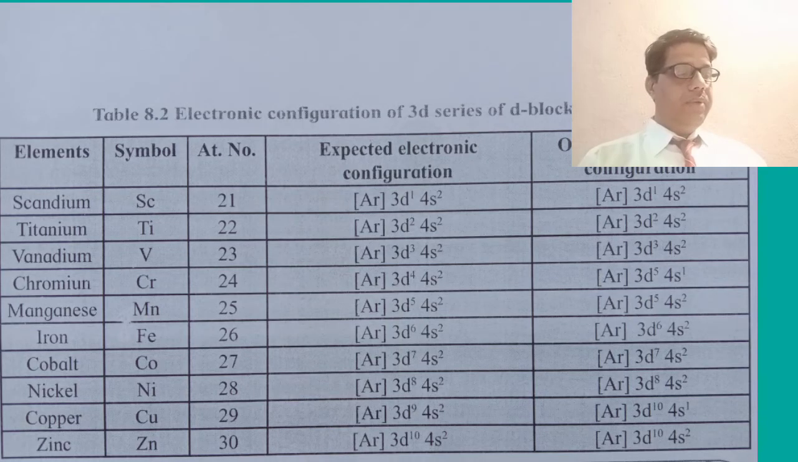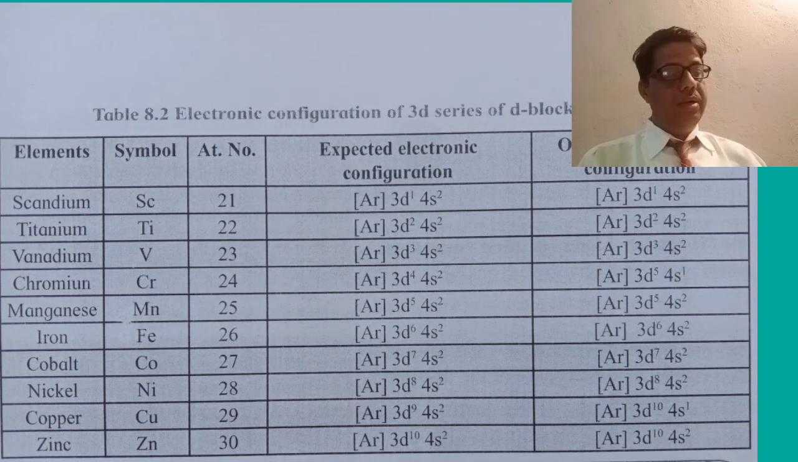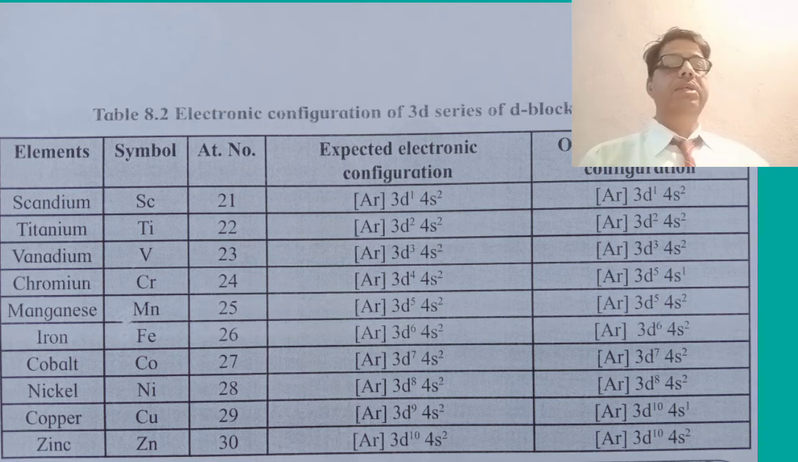So starting with 3D series. The 3D series begins with scandium, that is 21, and ends with zinc 30. So if we write in the form of noble gases, argon is the noble gas preceding 3D series.